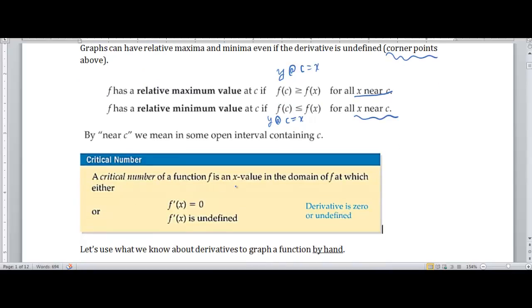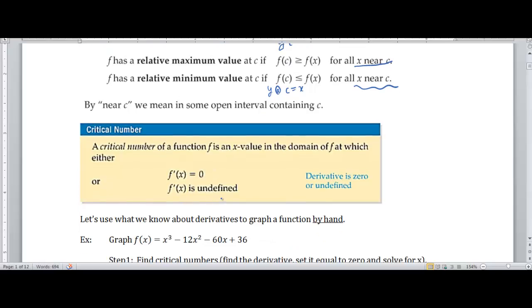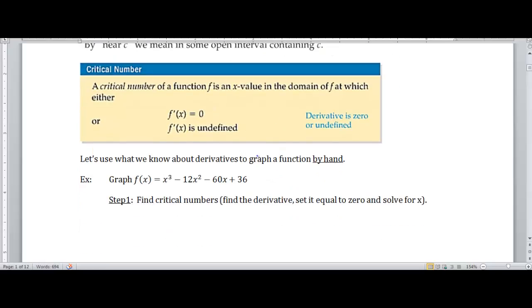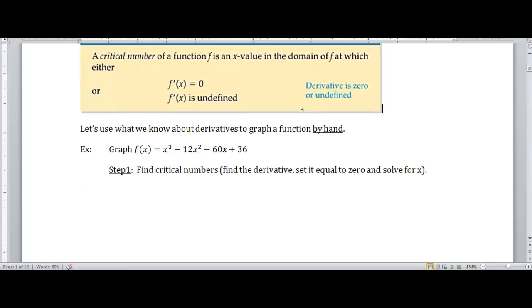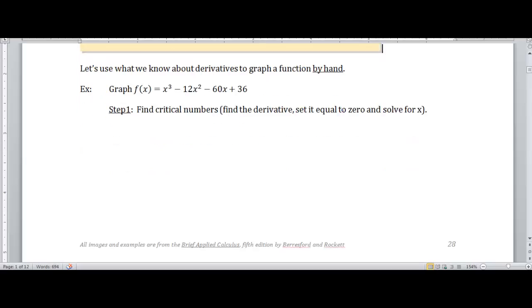A critical number is an x value where the derivative is 0 or undefined, okay? And you have to be cognizant, it's an x value in the domain of f. So you're only looking at values for which the function is defined. That's the domain. Let's do an example.